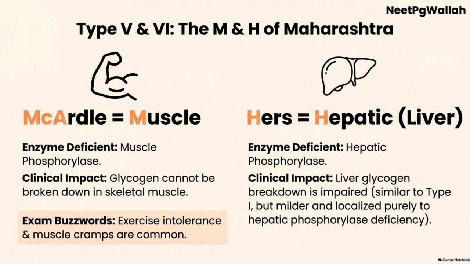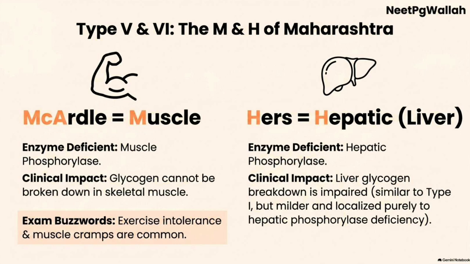The M in Maharashtra is for myocardial, and M equals muscle. The H in Rashtra is for Hers, and H equals hepatic, or liver. It's really that simple. Here's your punchy breakdown of the exam buzzwords. McArdle's disease, type V, involves a muscle phosphorylase deficiency. Glycogen cannot be broken down in the skeletal muscle, so what happens? Well, the classic clinical signs are exercise intolerance and frequent muscle cramps.